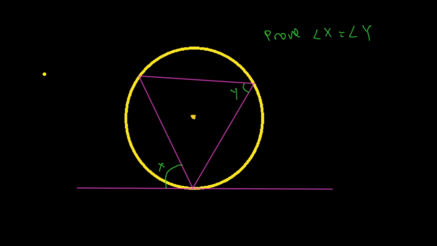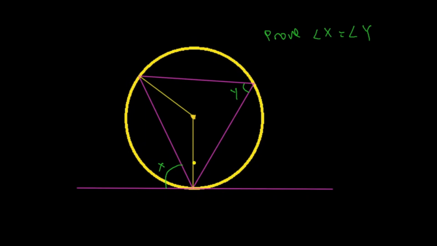So again, what I'm going to do now is draw a line from the center of the circle to the circumference, and also another line from here to the circumference. As you know, these two lines in yellow go through the center of the circle, so they are the radius of the circle.